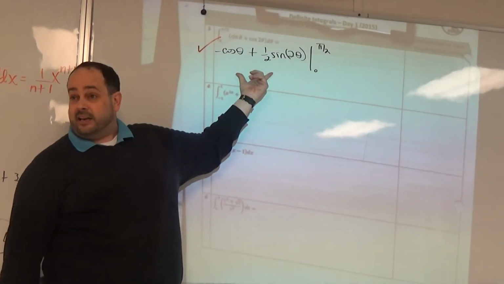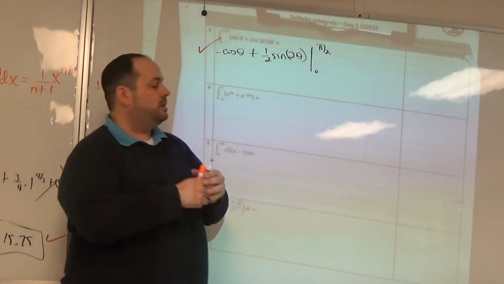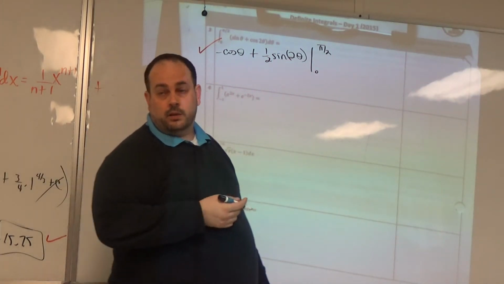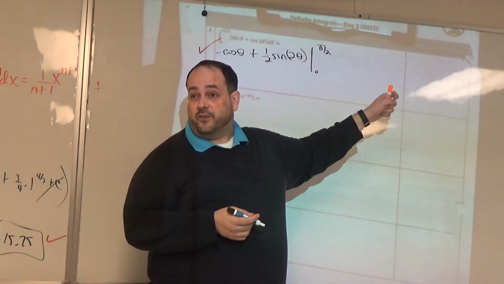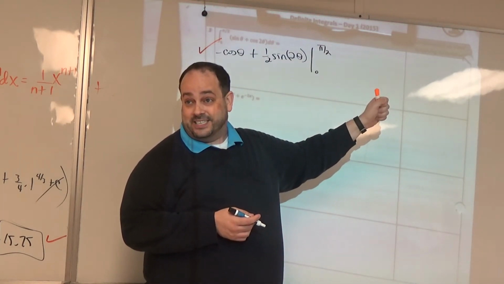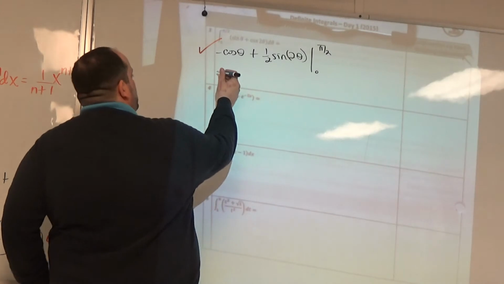Truly, you're done with the calculus. Jose, what's next? You're going to plug in what? You're going to plug in the endpoints. Which one goes in first? Pi over 2, the top one. Here comes the next point.